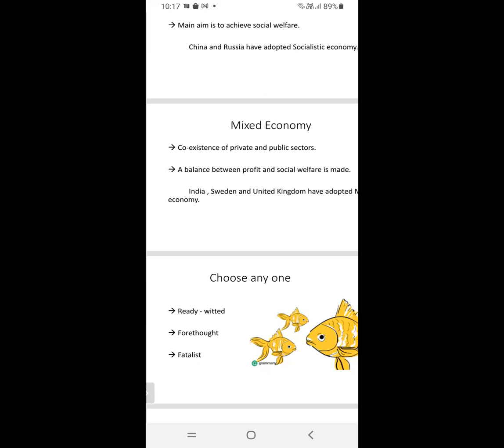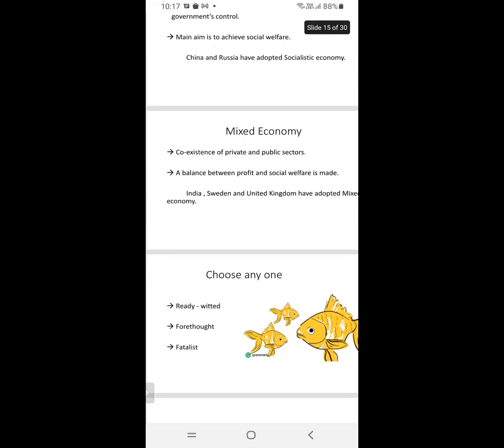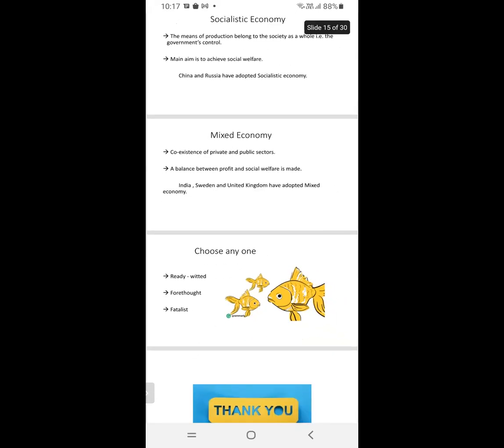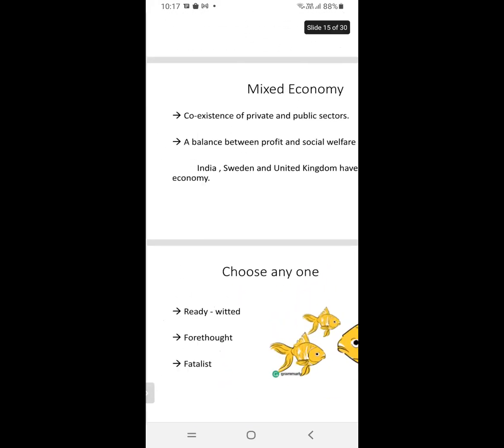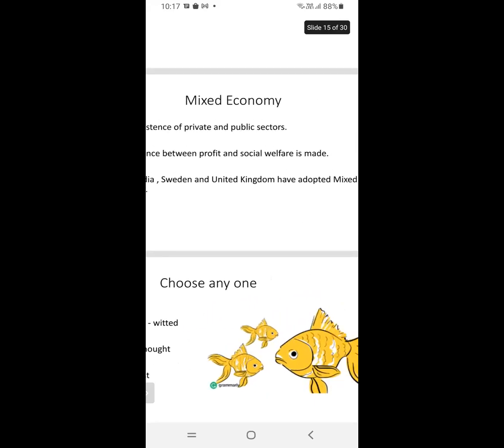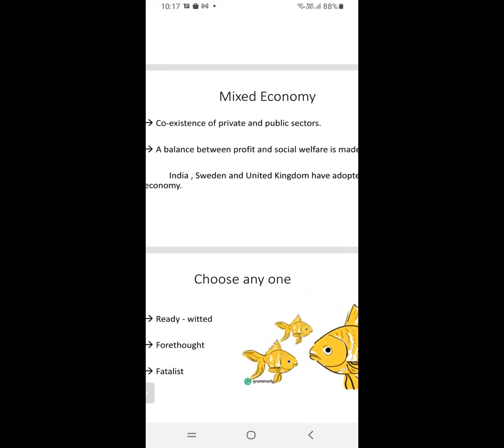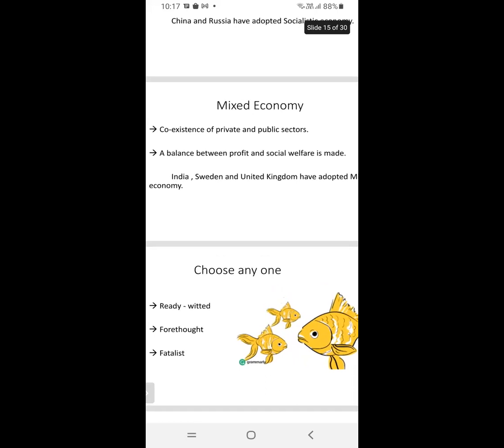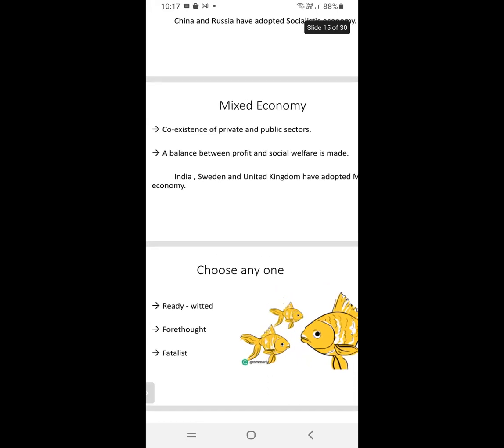Some companies are also private. Most of the developing nations are following the mixed economy system. India, Sweden, and United Kingdom have adopted mixed economy. What is the main aim? Profit and social welfare, a balance between profit and social welfare. Profit is very important, and at the same time, social welfare is also very important.